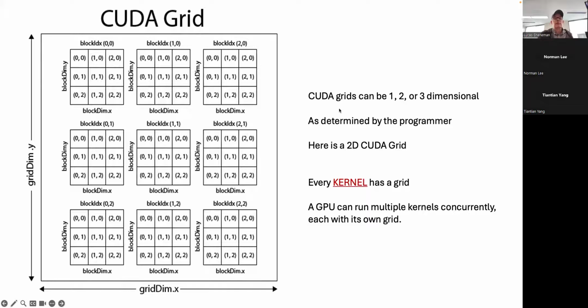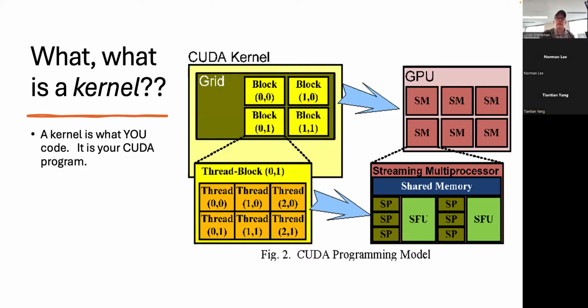So this is a super simplistic version, but that's a CUDA grid, and that's really important because every kernel is associated with a grid. A GPU can run multiple kernels, each with their own grid on a GPU at the same time, which means they're just using different parts of the hardware, different CUDA cores under different streaming multiprocessors. But we're going to just do one grid at a time here.